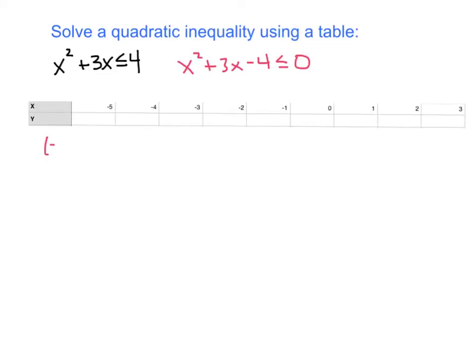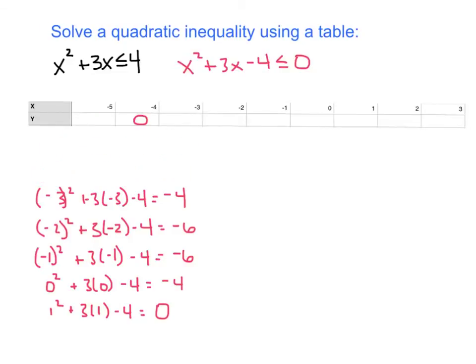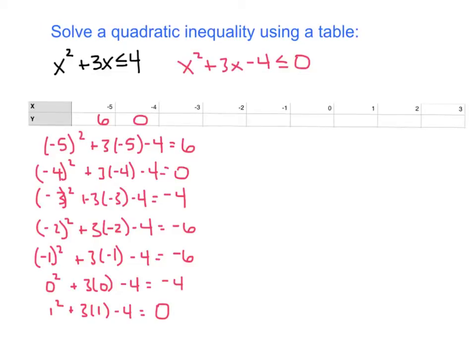So when x is -5, I have -5 squared plus 3 times -5 minus 4. That's 25 minus 15 minus 4, which is 6. Again, -4 squared plus 3 times -4 minus 4 is 0, and so on until we fill out the table. Alright, so after filling out a few points, we have 6, 0, -4, -6, -6, -4, 0. We notice that the pattern starts repeating in the opposite direction.